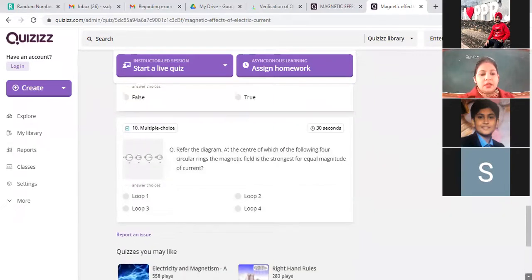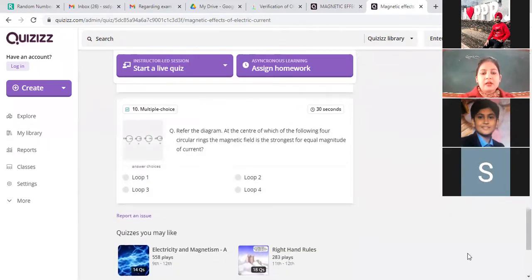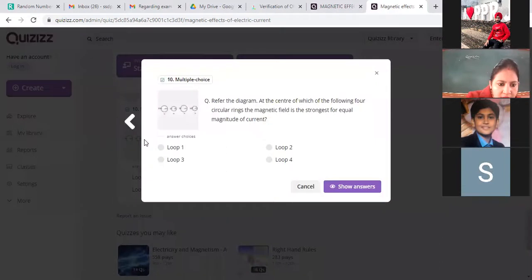Okay. Refer to the diagram. At the center of which of the following four circular rings is the magnetic field strongest, for equal magnitude of current? The diagram is not so clear. Yes, may I answer?